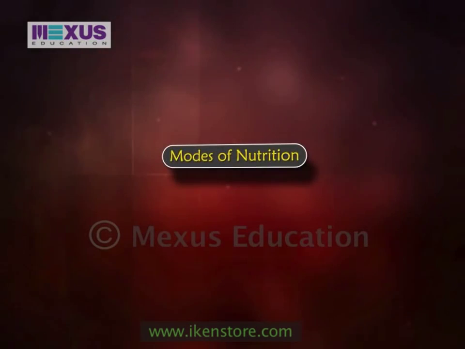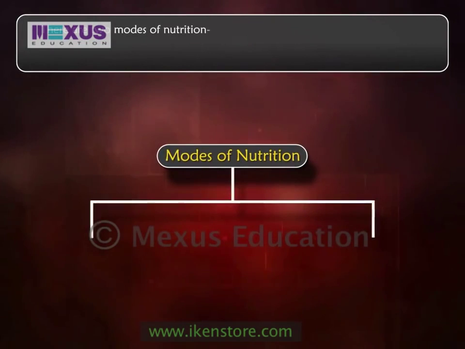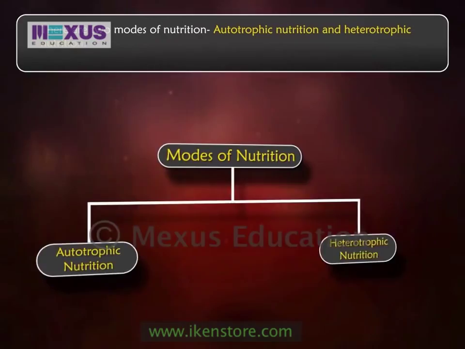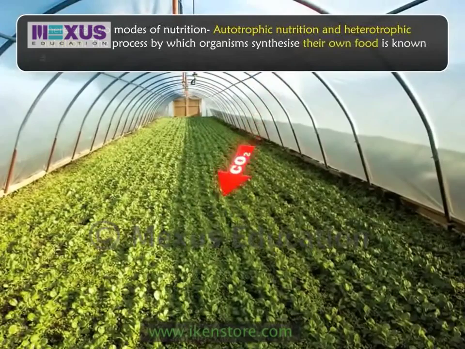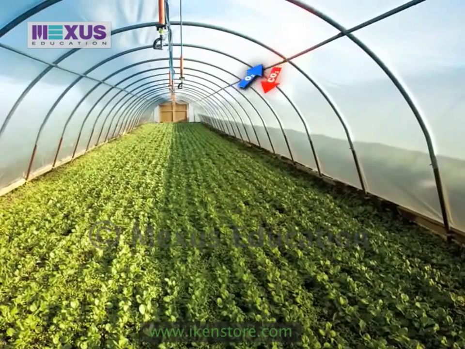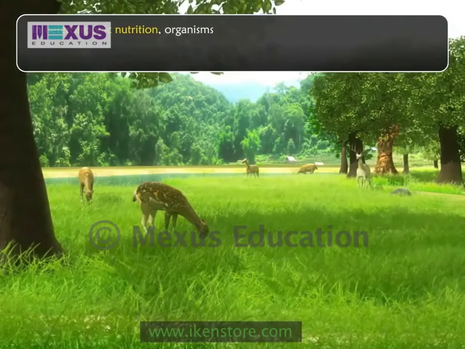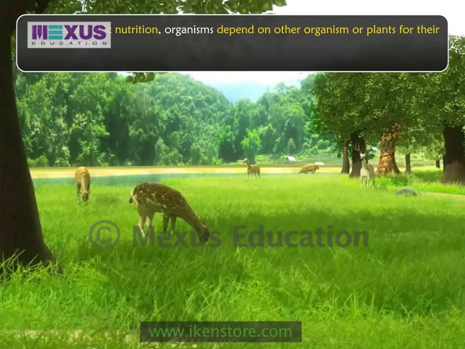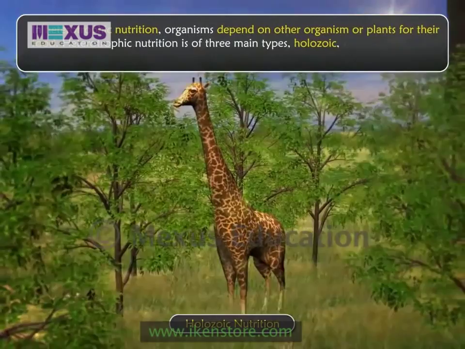There are two modes of nutrition: autotrophic nutrition and heterotrophic nutrition. The process by which organisms synthesize their own food is known as autotrophic nutrition. For example, plants and certain bacteria. In heterotrophic nutrition, organisms depend on other organisms or plants for their food. Heterotrophic nutrition is of three main types: holozoic, saprophytic, and parasitic.